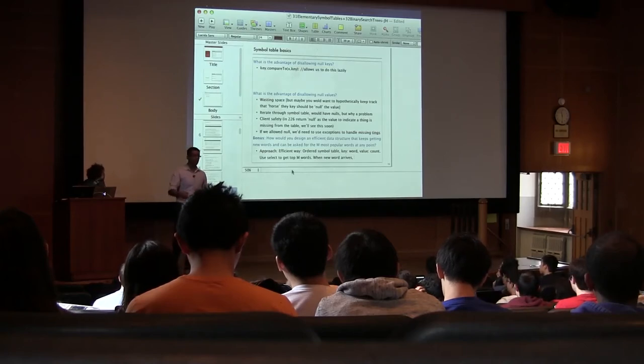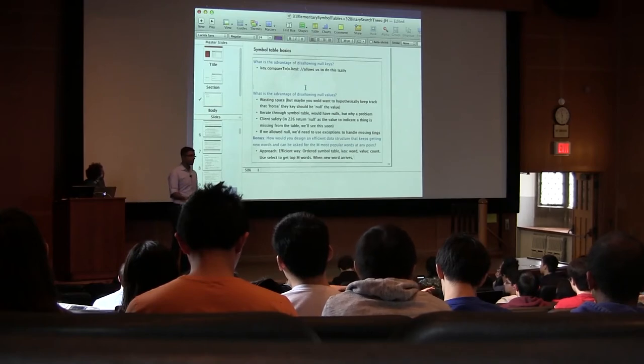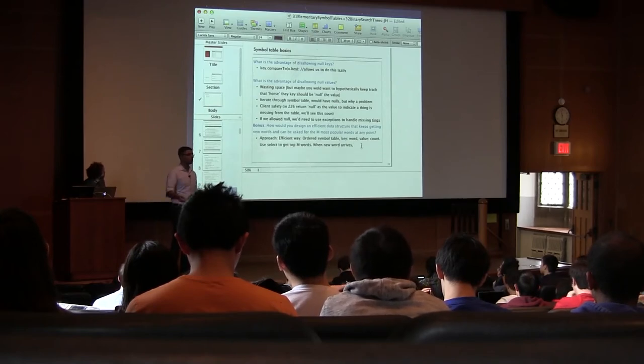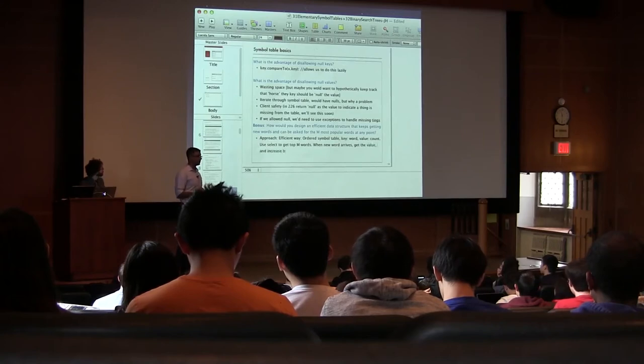Right. So you would first check if the key is in there. If it's not in there, you would insert it with a value of 1. If it's already in there, you would do a get, look at the value, increment it by 1, and then put it back in.